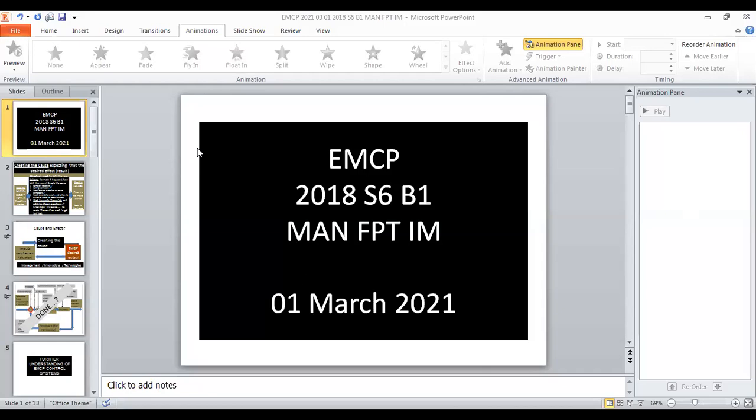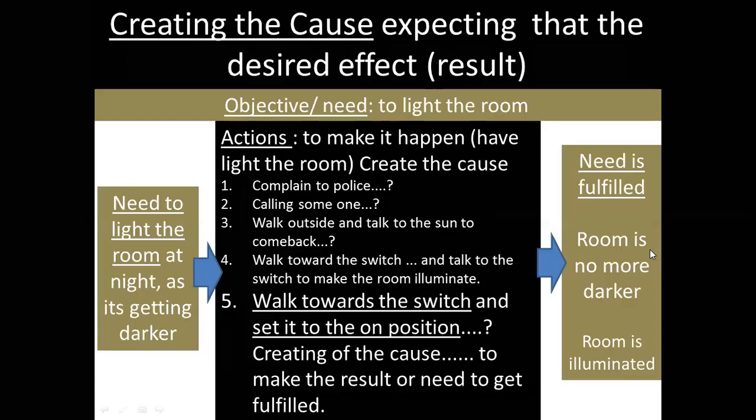218 semester 6B1 manufacturing, food process technology and IM students. Today, 1st March 2021, the subject is environmental management and cleaner production. I used to abbreviate it as EMCP. So I believe it's a bit familiar to you. Still the background preparation for the subject.